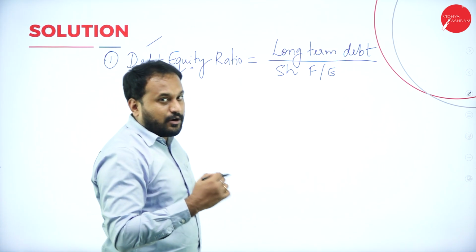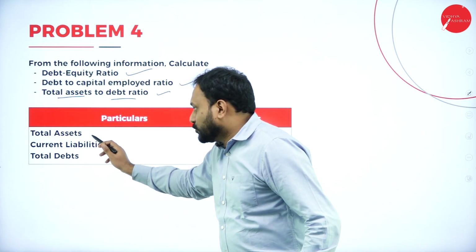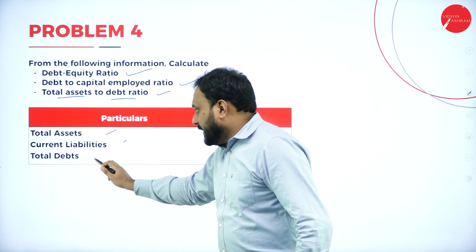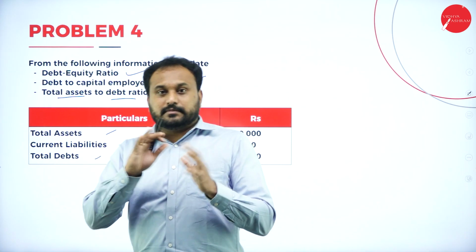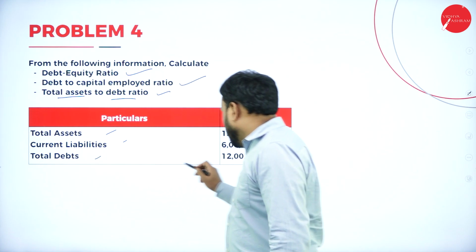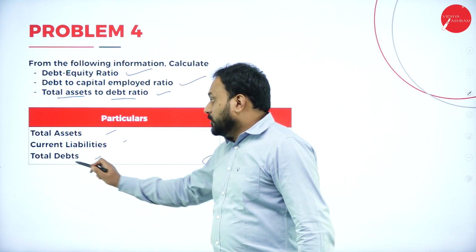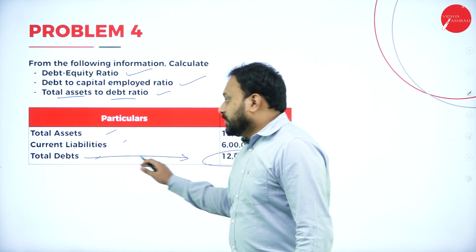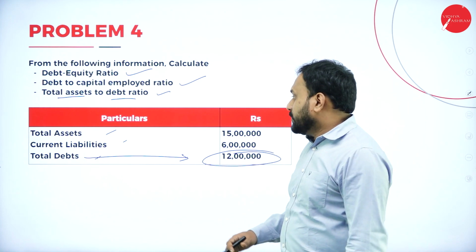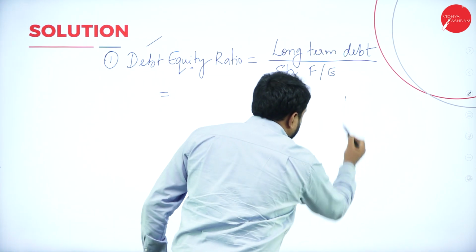Done. Now you go to the question. Now we have only three entries: total asset, current liability, total debt. What usually the students does is, the minute long term debt is there, they'll write the entire amount. Please understand here they have not given long term debt. It is what? Total debt. So I'll show you the working note here. What exactly the working note would be? I'll just go with the working note here.